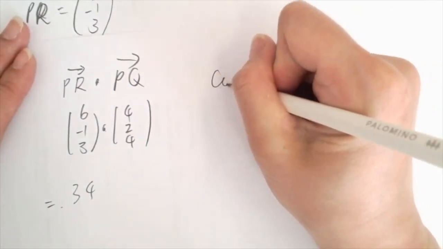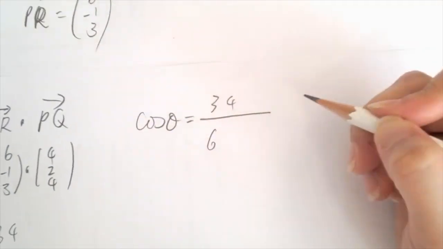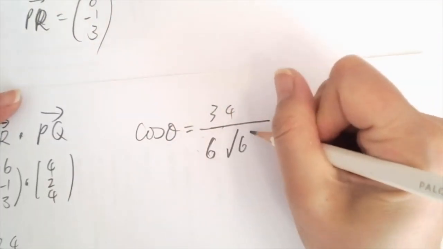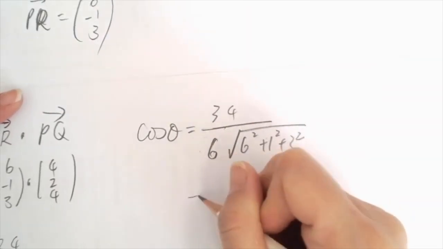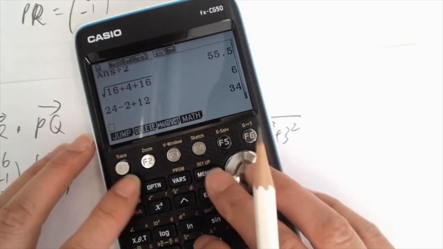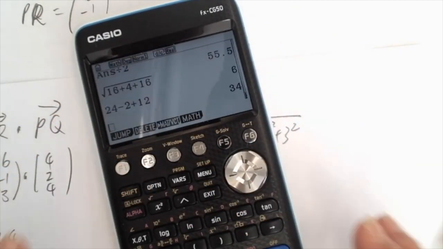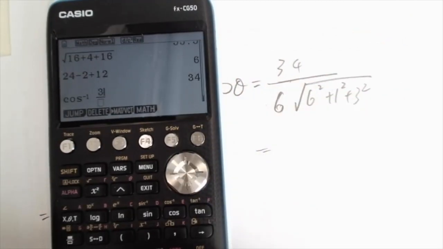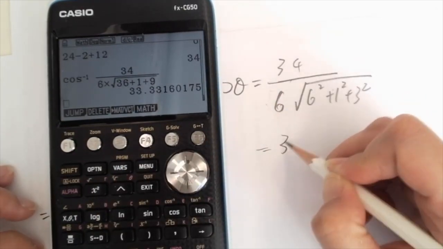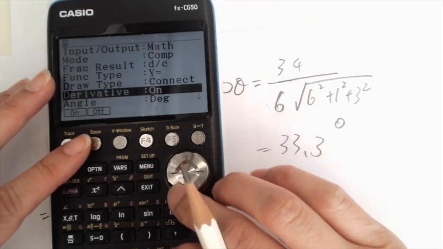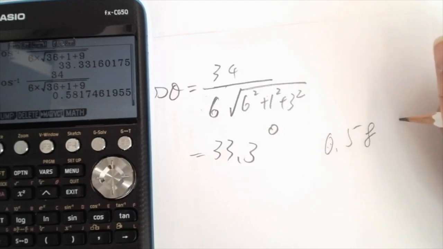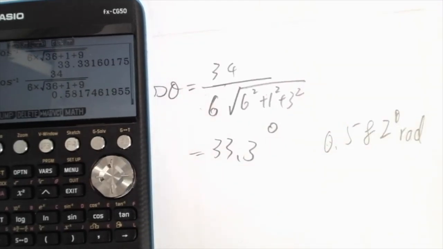So the angle should be cosine theta equals 34 over 6, the magnitude of PQ. Yeah, I don't need to square root. And then times the square root of 6 squared plus 1 squared plus 3 squared. Radian or degree is not a problem. So I personally, like a lot of you, like degrees a bit more. So I have shift cosine, 34 over 6 times square root of 36 plus 1 plus 9. Yep, I got 33.3 degrees. All right, if you love to use radians, press enter again, and we have 0.582 radians. It's really your choice on how you do it.